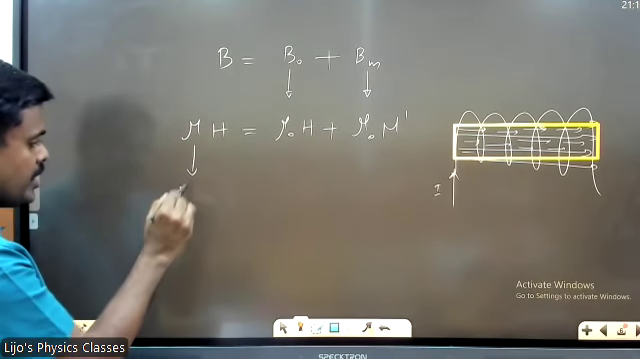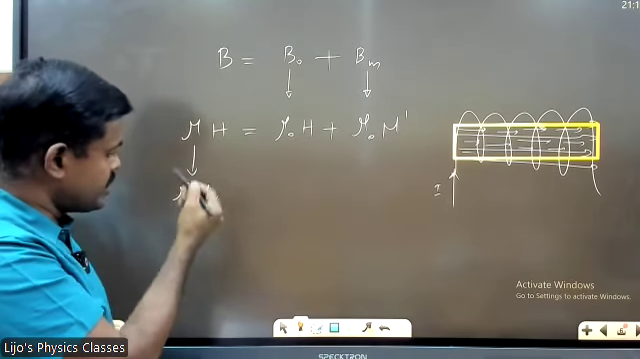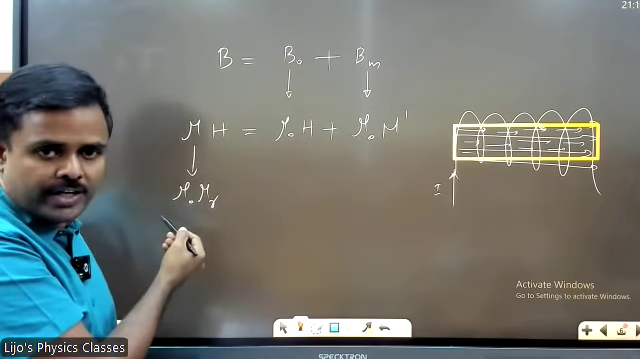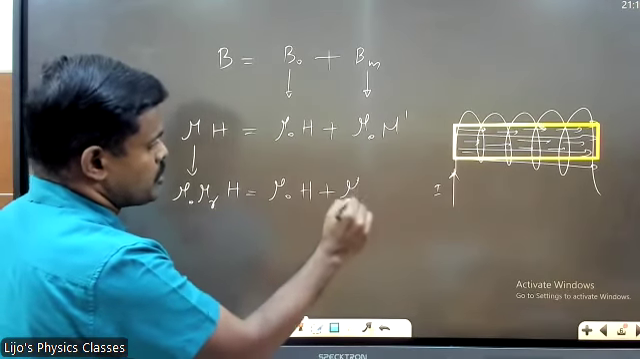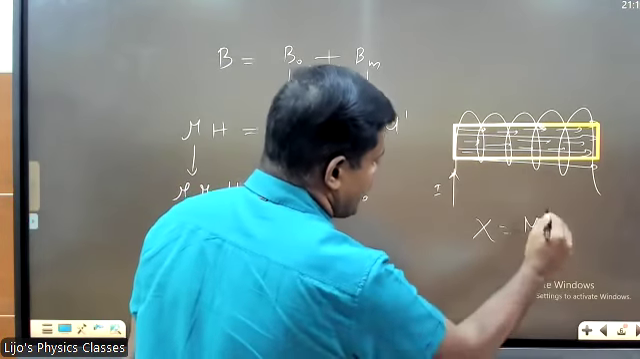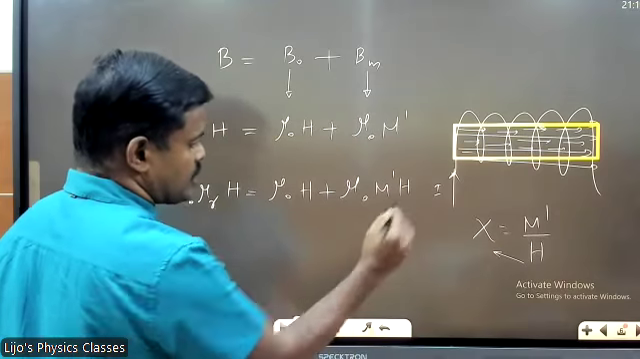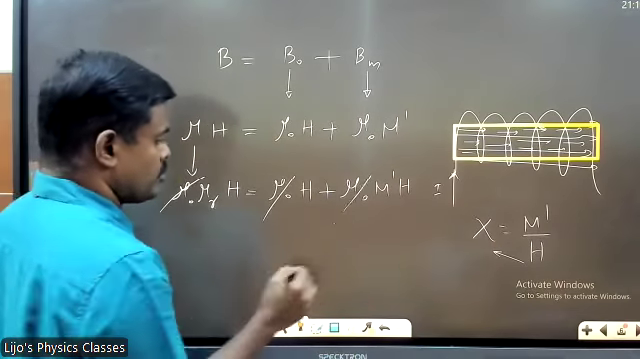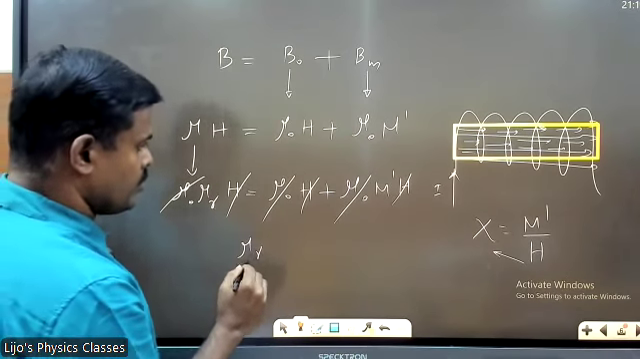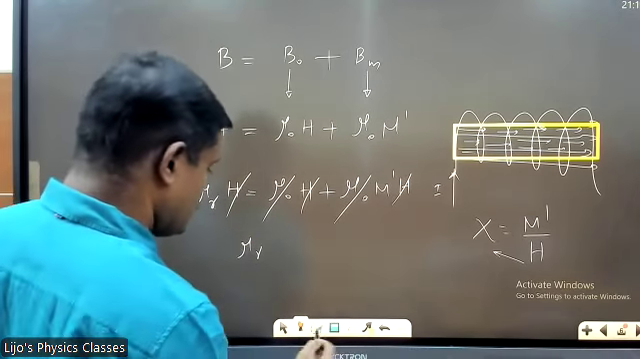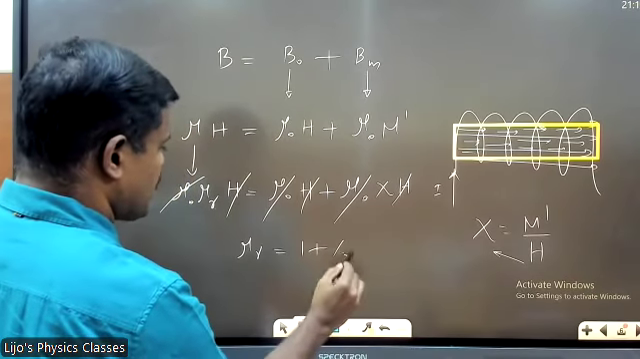We make an arrangement here: mu will be called mu 0 mu R. Mu is permeability, mu R is relative permeability, and mu 0 is permeability of free space. So mu 0 mu R H is equal to mu 0 H plus mu 0 into chi, where chi was defined as M dash by H. Cross multiply now, M dash equals chi H. Mu 0, mu 0, mu 0 cancel, H, H, H cancel. You get mu R is equal to, oh, chi, this is chi H, sorry. Mu R equal to 1 plus chi.